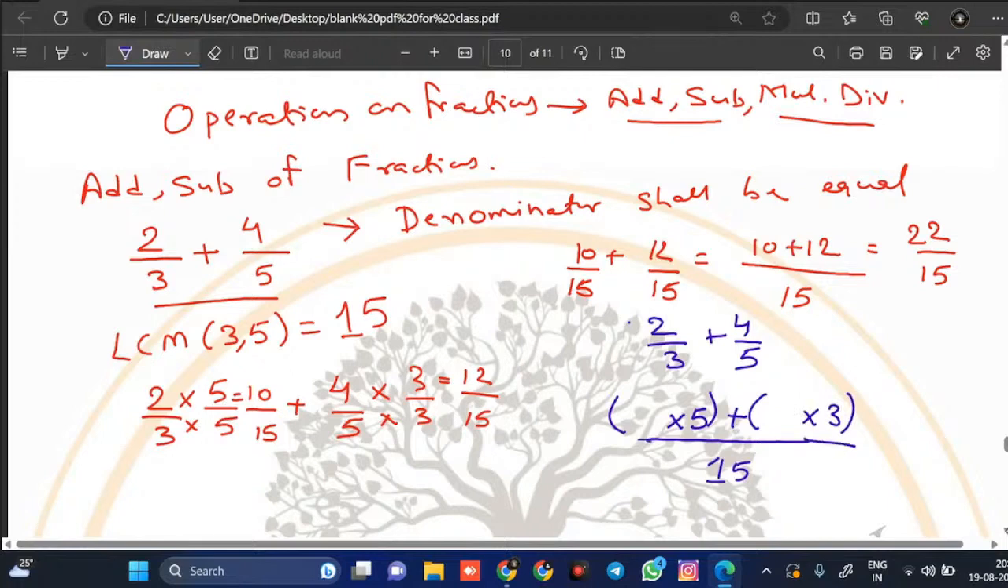Again, the LCM of 3 and 5 is 15. This we already know. Let us bring it down, 15. Now to make this 3 into 15, I multiply by 5, so I write here 5. To make this 5 into 15, I multiply by 3, so I write here 3.